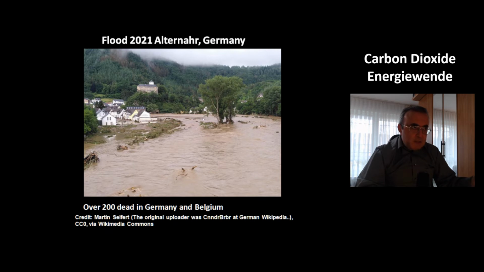This is one of the catastrophes we had in recent years. That's a flood in 2021 in Germany. Over 200 people died in Germany and Belgium. With the rising concentration of CO2, the cycles of water both in the atmosphere and in the oceans are weakening. And this makes these extreme weather events more likely. That's what contributed to this flood. And this is a warning sign from nature.